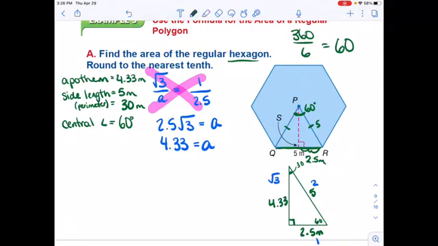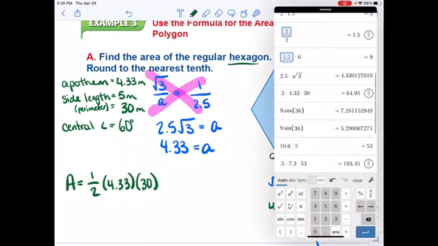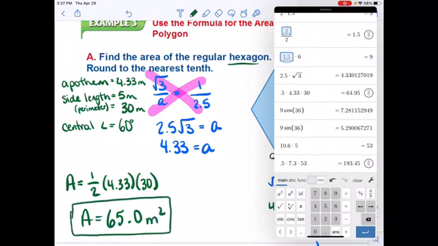We are going to want to use our equation. Area equals half apothem times perimeter, which equals 64.95, and it wants the nearest tenth, but these round up and that rounds up, so 65.0 square meters is our area of our hexagon.